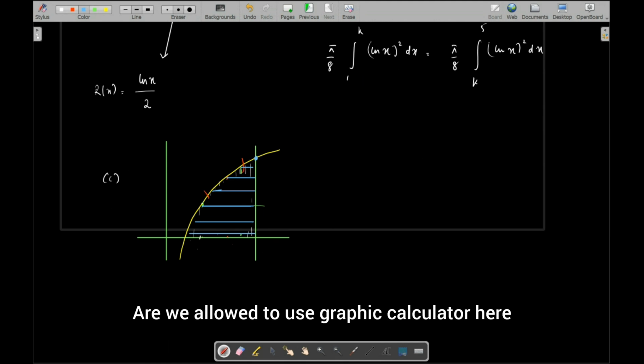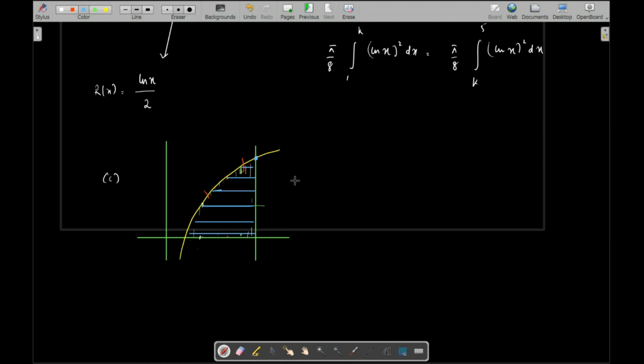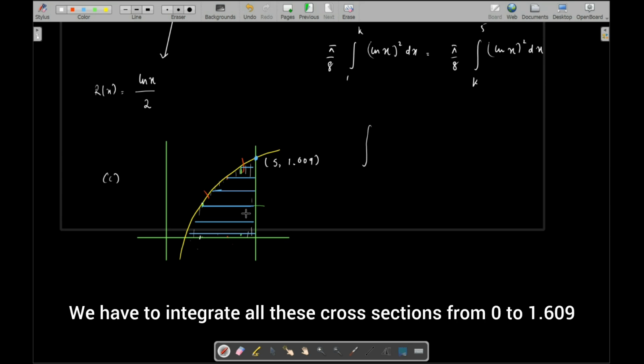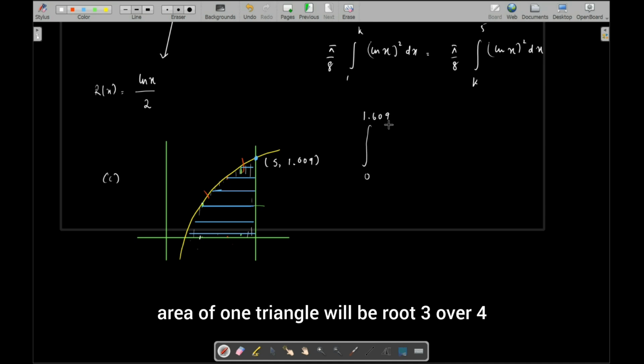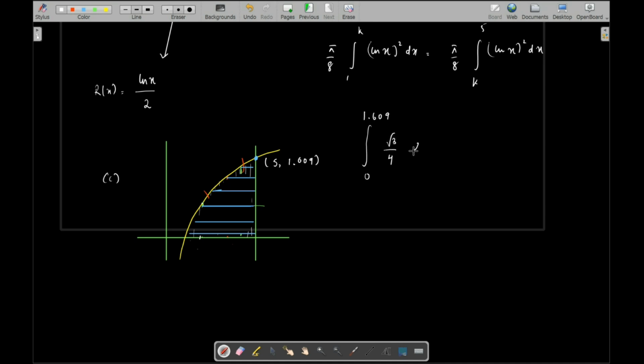Are you allowed to use a graphing calculator here? Yes. We can see on Desmos what the point is. It says 1.609, it's the y coordinate. The x coordinate is 5. So we have to integrate all these cross sections from 0 to 1.609. And the area of one triangle will be root 3 over 4 times side square, this time dy.